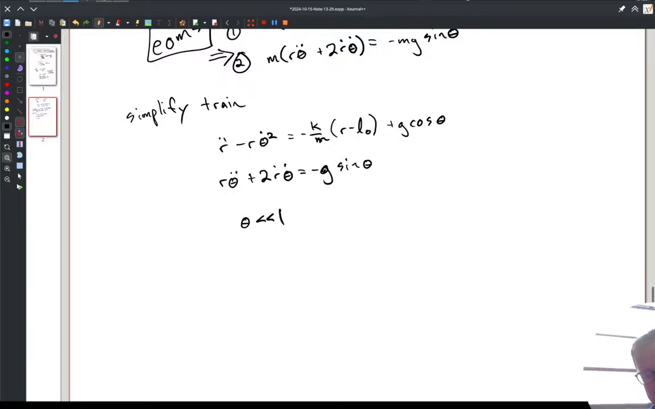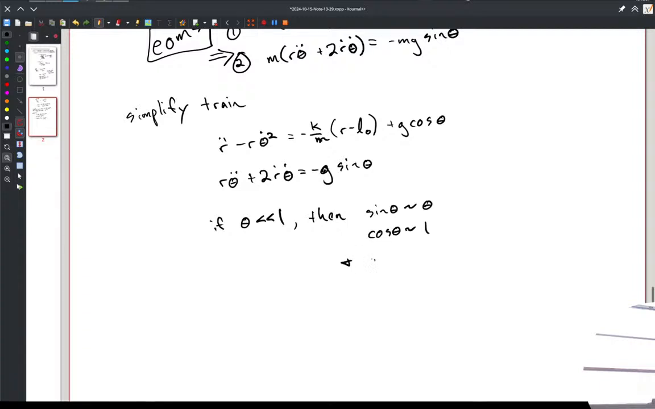So if that's the case, then sine theta is theta. I can say that it's approximately theta, plus some higher order terms. Cosine theta, that one's just 1. If we're near 0, then the first order approximation for cosine is that it's equal to 1, that it's a constant.